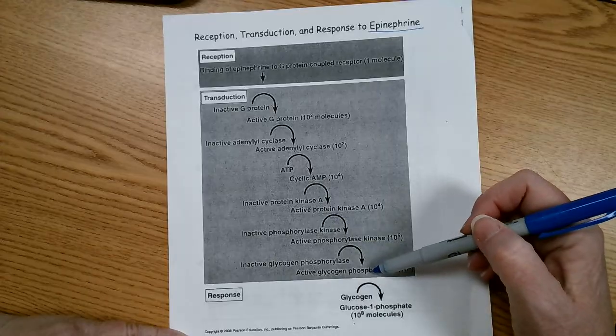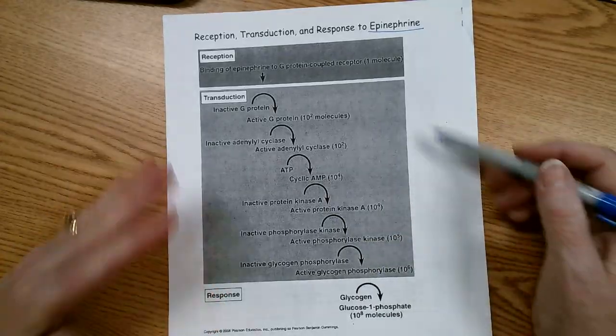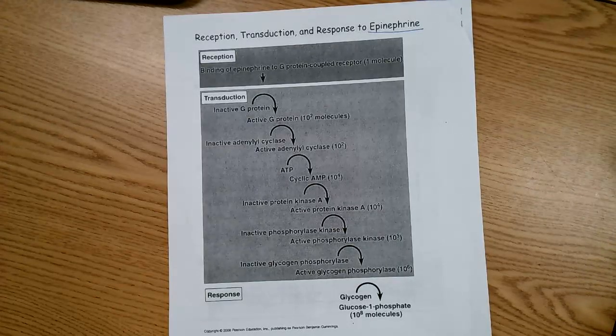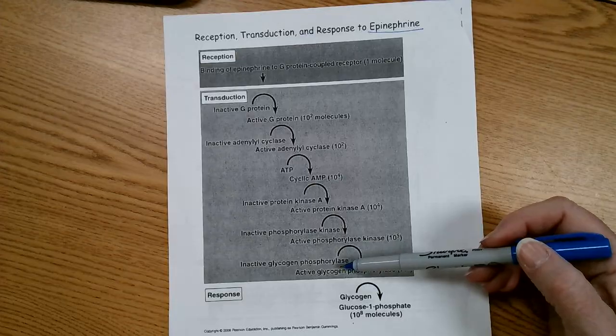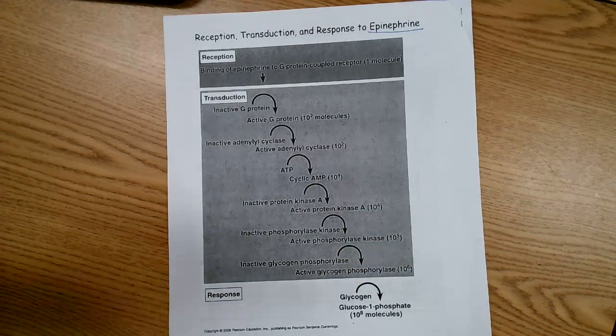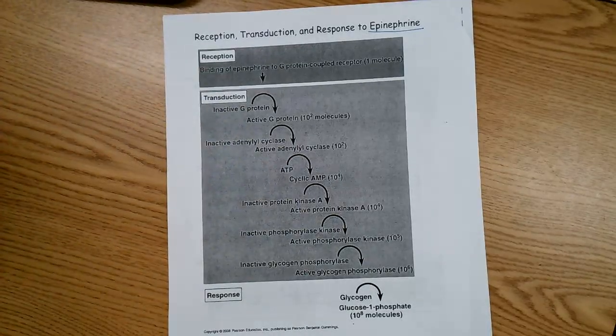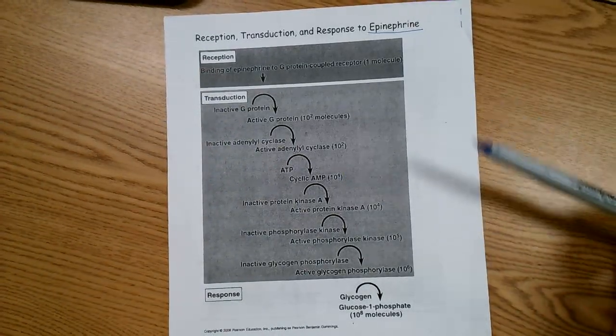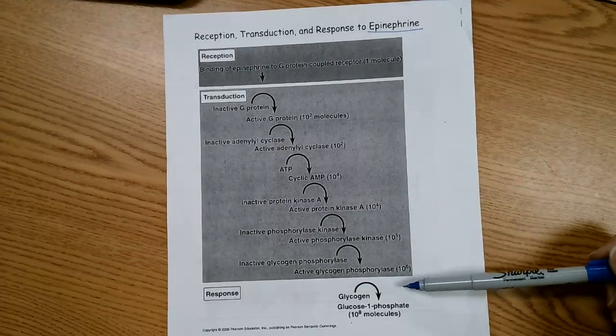But eventually, when you get down to the end, so again, a question here might be, I might ask you, are protein kinases being used? Yes, they are. Are phosphatases being used? Yes, they are. Even though they're not listed here, you can't have a kinase without a phosphatase. In other words, you can't attach something without eventually detaching something. Are secondary molecules used? Yes, cyclic AMP. Okay, and finally, the response.